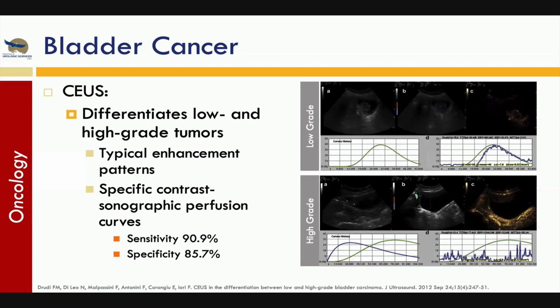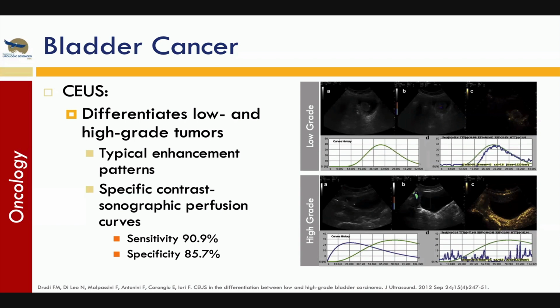To use these. So in bladder cancer, there's a number of groups that have tried using contrast enhanced ultrasound, and they found that high-grade tumors and low-grade tumors have very typical and distinct enhancement patterns for this contrast agent. Low-grade tumors, you can see on the curves on the screen, have a very slow wash-in but fast wash-out, versus higher grade tumors seem to have a characteristic high wash-in versus a slow washout.